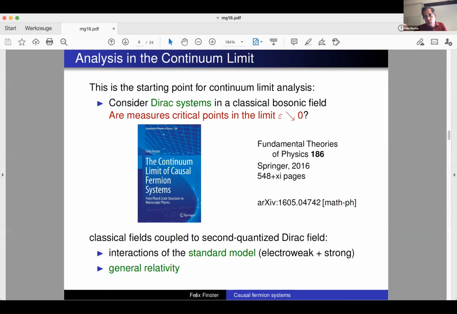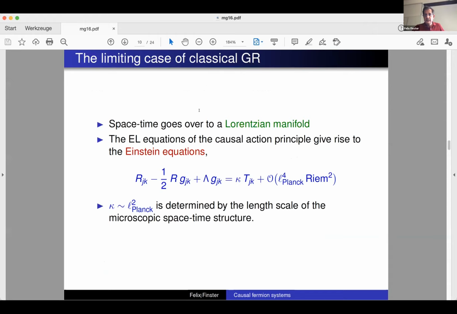regularization? Okay, and in this setting, one sees that the Euler-Lagrange equations, so the measure is critical, if and only if the bosonic field, say the gravitational field, satisfies certain equations, and these equations are then precisely the Einstein equations. So this is how general relativity comes up. And let me explain a bit more in detail what it means. So in this limiting case, space-time goes over to a classical Lorentzian manifold, classical space-time.